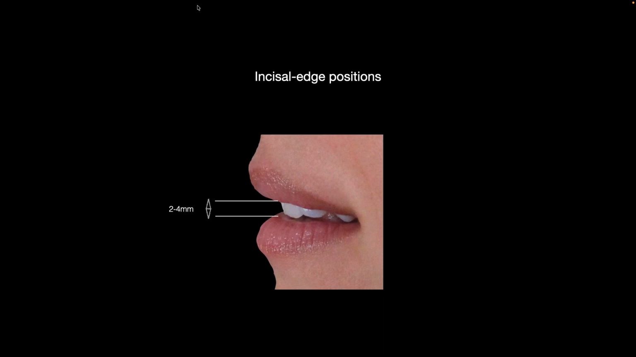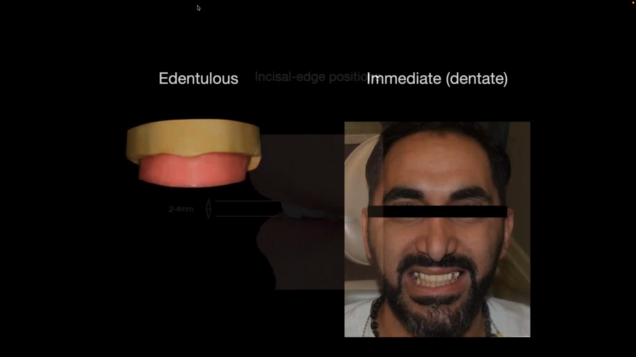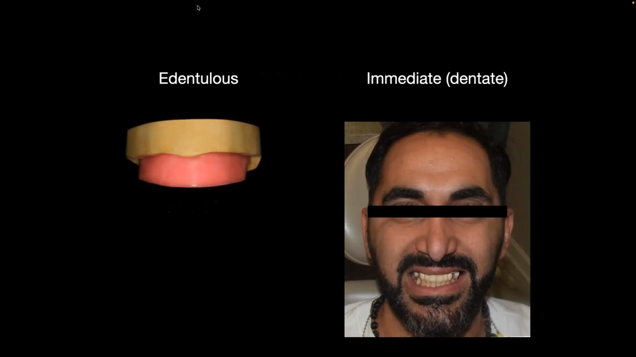Now, that depends on the patient's lip line. Some people have a high smile line, some people have a low smile line. Some people show more teeth, some people show less teeth, but on average, it's about 2 to 4 millimeters. But it's not just that. If you have an edentulous patient, you have a wax rim, you put it in, and you say, all right, so here we go, 2 to 4 millimeters. On average, that's one of the principles.